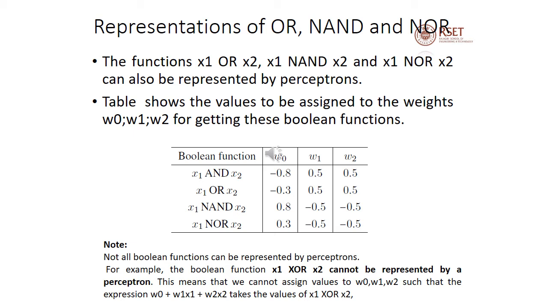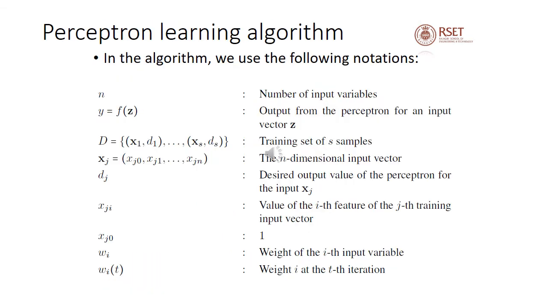But the problem is that not all Boolean functions can be represented by a perceptron. For example, the Boolean function x1 XOR x2 cannot be represented by a perceptron. This means that we cannot assign values to w0, w1, w2 such that the expression w0 plus w1 into x1 plus w2 into x2 takes the value of x1 XOR x2. So we can implement AND, NAND, OR, NOR gates, but we can't implement the XOR gate by using a single perceptron.